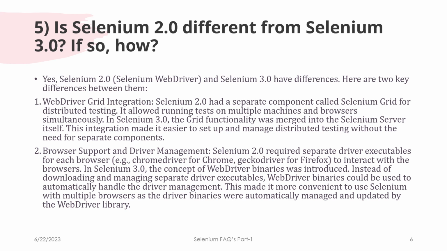Is Selenium 2.0 different from Selenium 3.0? If so, how? Yes, Selenium 2.0 and Selenium 3.0 have differences. There are two differences between them. WebDriver grid integration: Selenium 2 had a separate component called Selenium Grid for distributed testing. It allowed running tests on multiple machines and browsers simultaneously. In Selenium 3.0, the grid functionality was merged into Selenium Server itself. This integration made it easier to set up and manage distributed testing without the need for separate components.